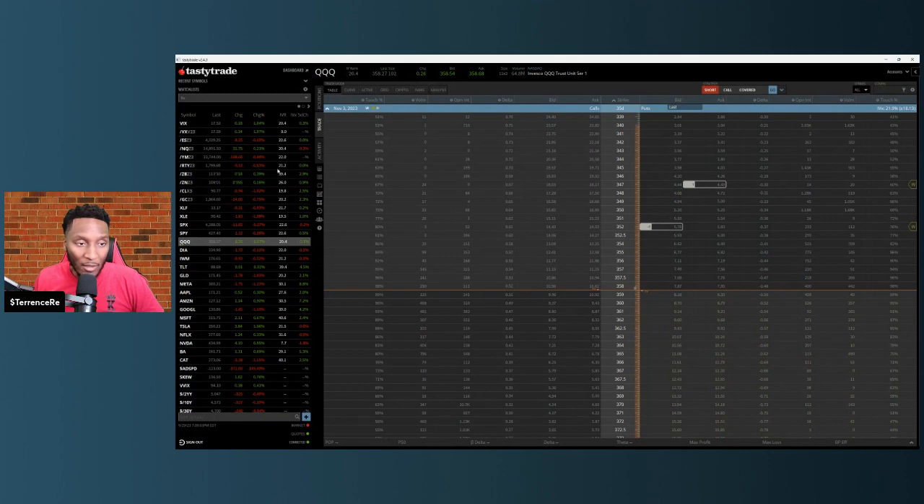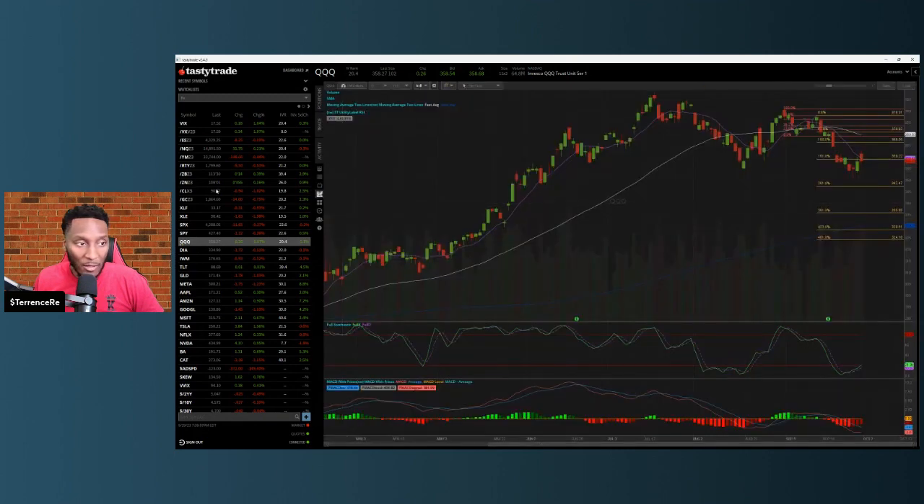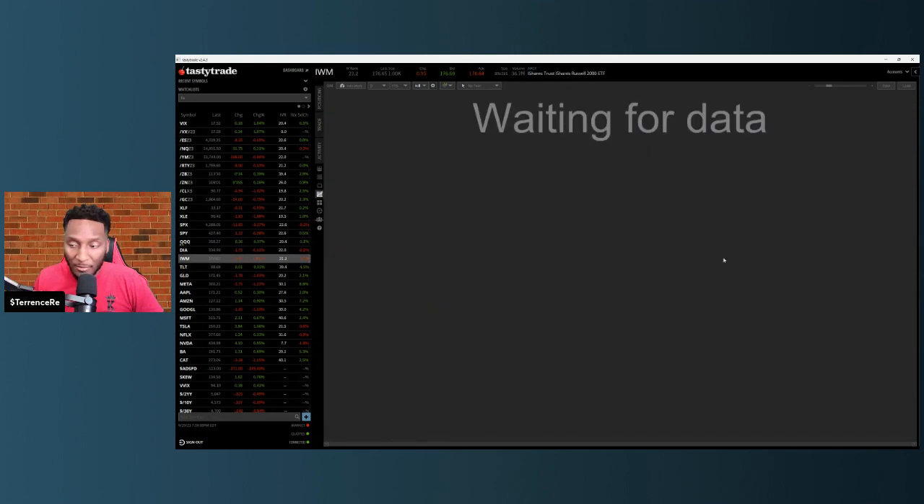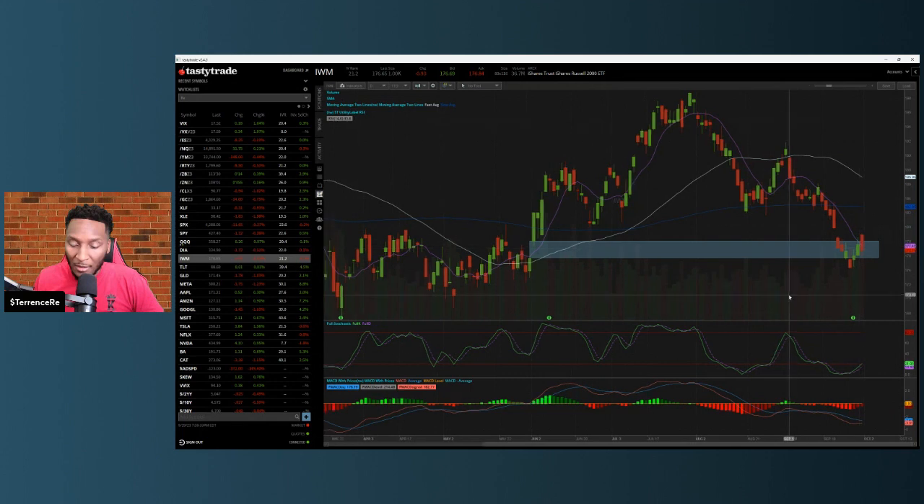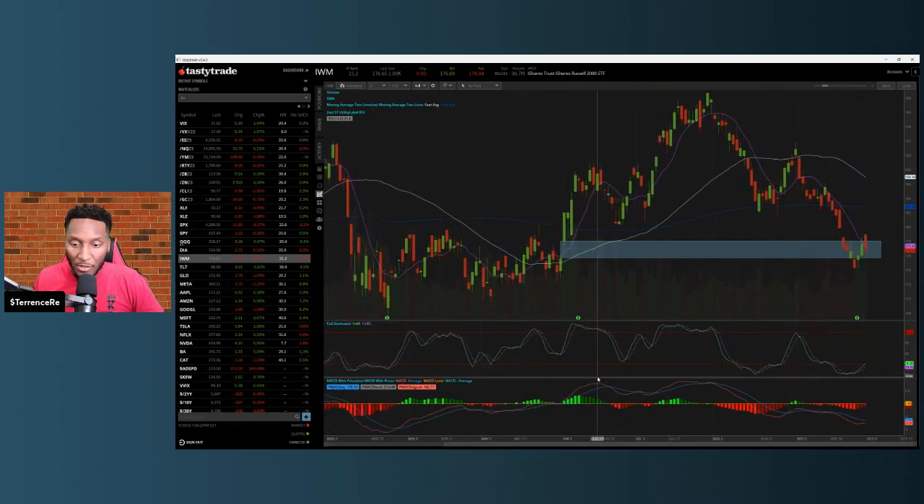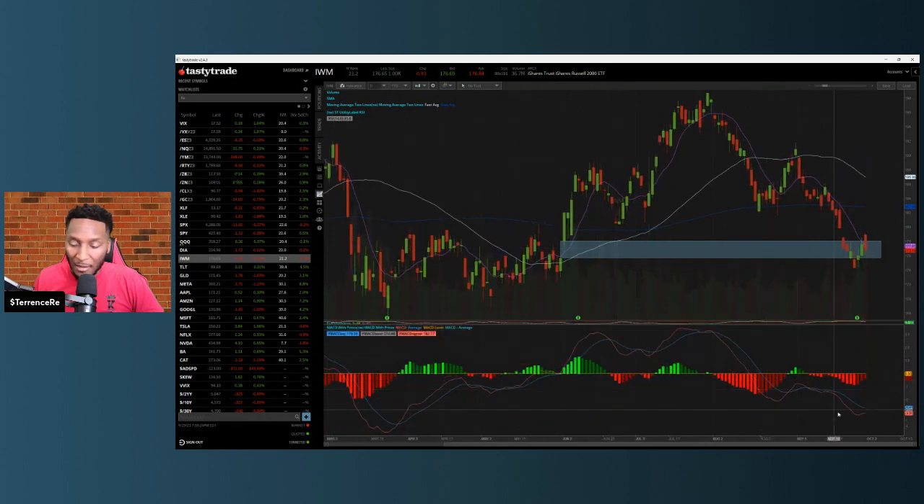The Russell actually turned down. So let's go look at the IWM. The IWM turned down a little bit today, but it did also go up and cross over my 9-day moving average, and we actually have some divergence on the MACD. Not on the moving averages, but if you look down here at the bottom on the histogram, we do have divergence on the histogram.